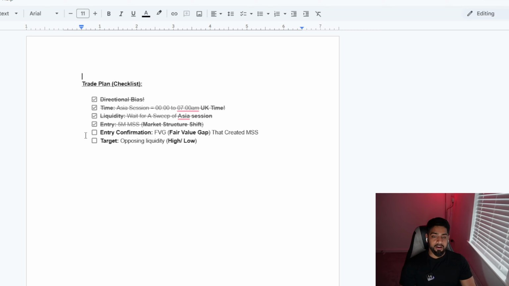So now that we've ticked that off, we can move on to the next step, which is to find our entry confirmation. And that is going to be the fair value gap, which created the market structure shift. And we're simply going to be targeting the opposing liquidity, which in today's case will be the Asia lows.